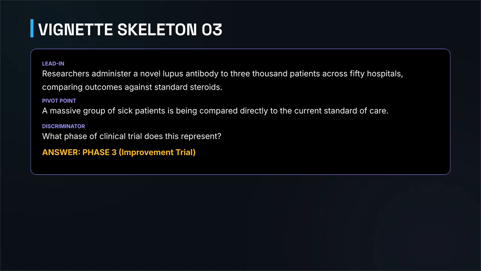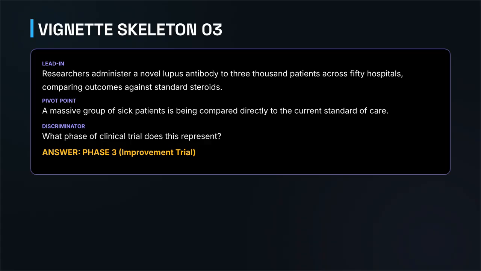The discriminator asks, what exact phase of clinical trial this represents? The correct answer is Phase 3, which represents a massive improvement trial required for final FDA market approval. When you read a clinical vignette, you must constantly hunt for specific keywords that lock in a diagnosis or a study design. In this prompt, the keywords are 3,000 patients, 50 hospitals, and standard steroids.